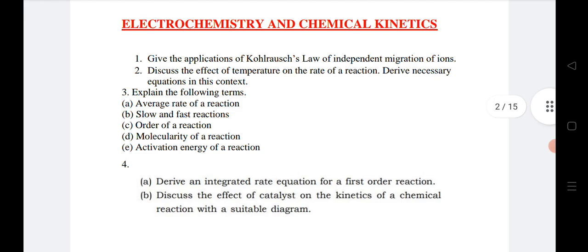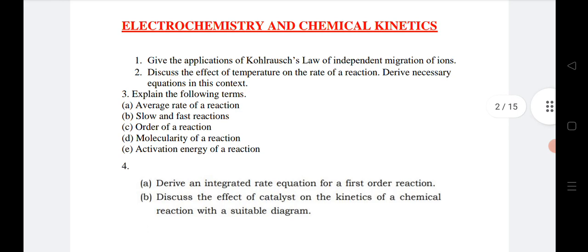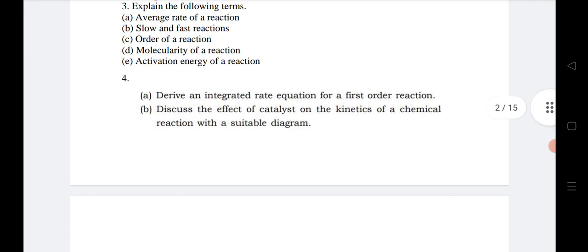We have given 4 LAQ for electrochemistry and chemical kinetics: Kohlrausch's law, effect of temperature, as well as a third question. The fourth one is also there: derive an integrated rate equation for a first order reaction. This question is very important, the fourth one. This question came in the model paper for the Board of Intermediate also, and we are expecting the same question, but you practice these 3 questions also if you are selecting electrochemistry for LAQ.